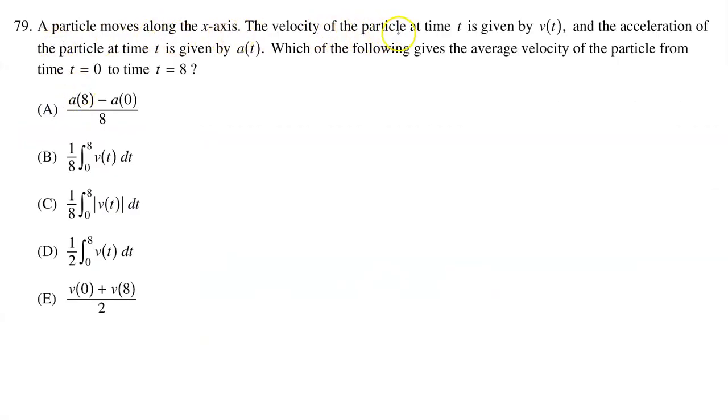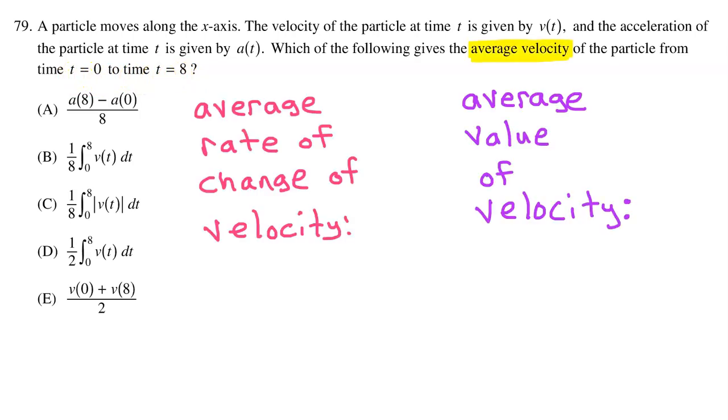A particle moves along the x-axis. The velocity of the particle at time t is given by v of t, and the acceleration of the particle at time t is given by a of t. Which of the following gives the average velocity of the particle from time t equals 0 to time t equals 8? We have learned two different formulas that include the word average.